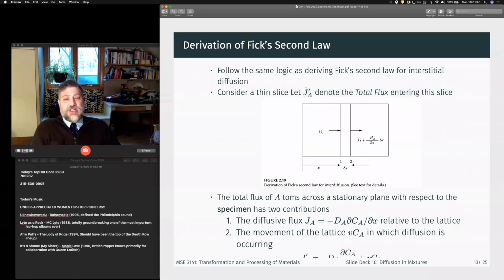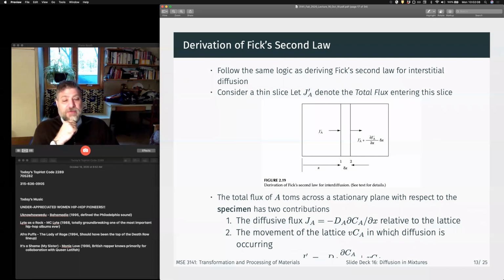The notation in the textbook is also confusing because sometimes they use prime to mean derivative and sometimes they use prime to just mean net. So I'm going to be very clear about how I use them.